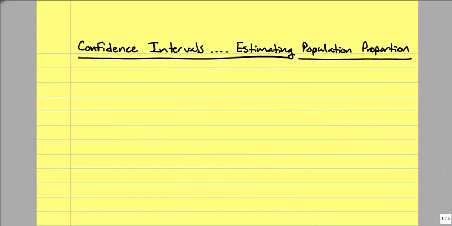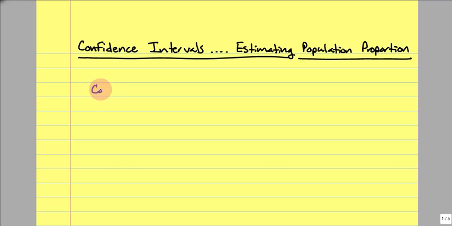In this section, we're going to be talking about confidence intervals at the beginning, and then more specifically, we're going to be talking about confidence intervals for the population proportion toward the end.